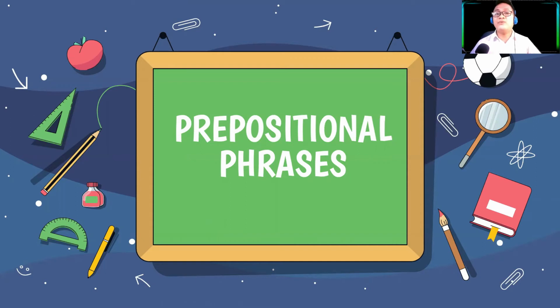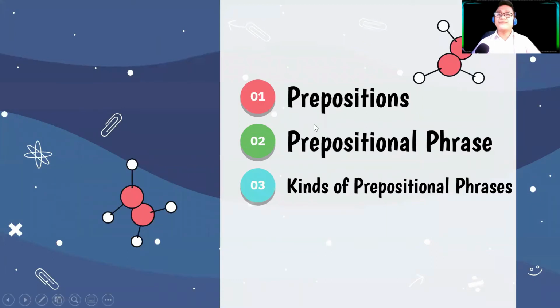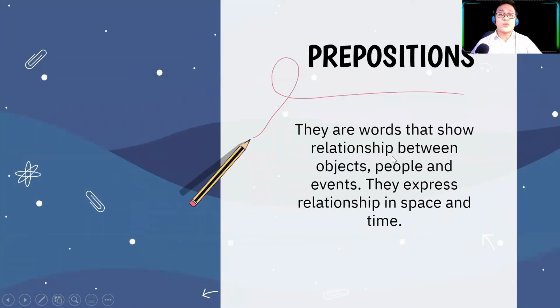So this is part 2 because we are talking about the kinds of phrases, and the prepositional phrase is one of those kinds. Okay, so let's talk first about prepositions. We'll be talking about the prepositional phrase later, and the kinds of prepositional phrases. Let's define prepositions first. Prepositions are words that show relationship between objects, people, and events. They express relationship in space and time.